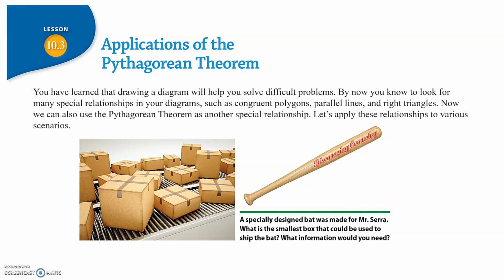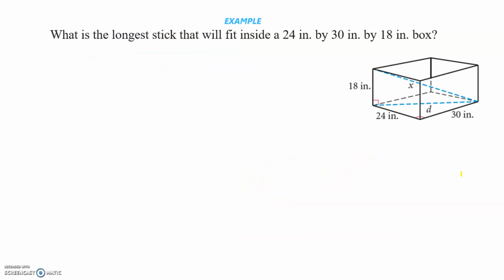One problem that this author likes a lot is the kind where he's putting something in a box. So in this case, it says a specially designed bat was made for the author of the book, and he wants to send this bat somewhere, so he wants to know what is the smallest box that could be used to ship the bat. So look at how cool this bat is. It has Discovering Geometry on it, the title of our textbook. Pretty cool. Okay, so here's an example of how you could solve a problem like that.